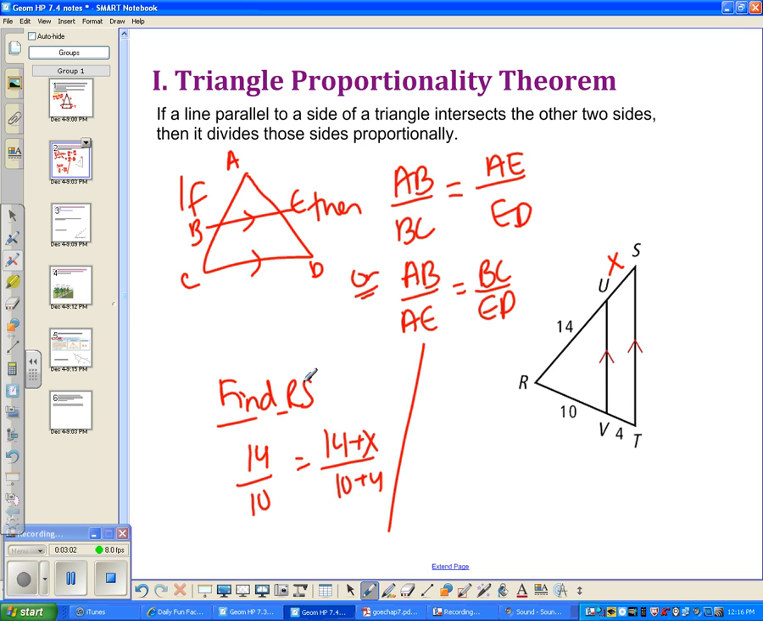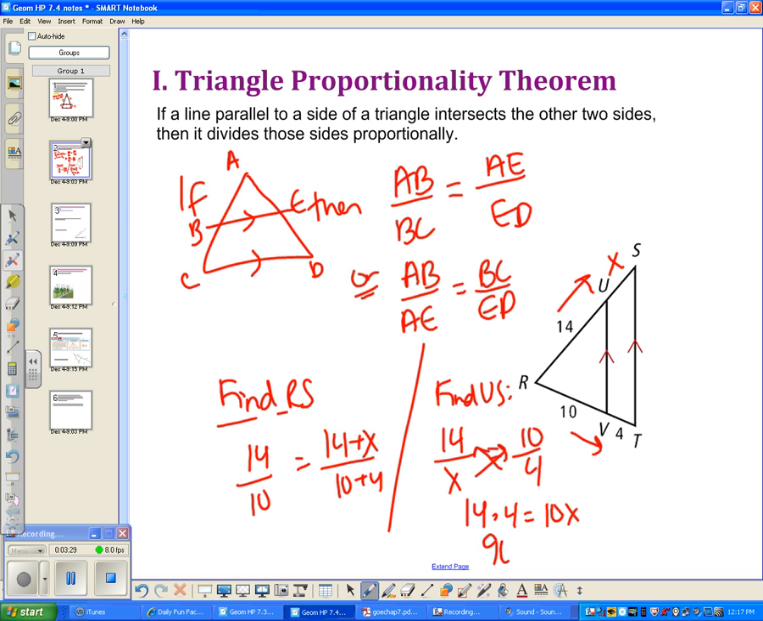Well, if I don't want to mess with these yucky binomials, if I just want to find US, I could say, because of the triangle proportionality theorem, 14 over x equals 10 over 4. So I'm looking at one side and comparing it to the other side, then cross multiplying and solving. So 14 times 4 will equal 10x. I don't know what 14 times 4 is. I think it's 96. I could be wrong. Then divide and you get 9.6. Okay, so that's the triangle proportionality theorem.